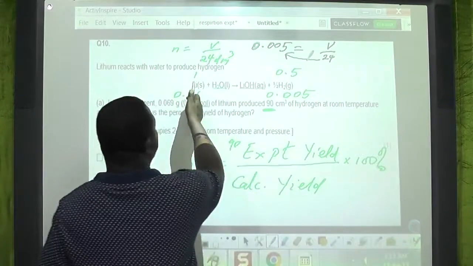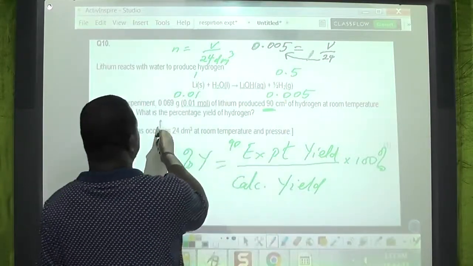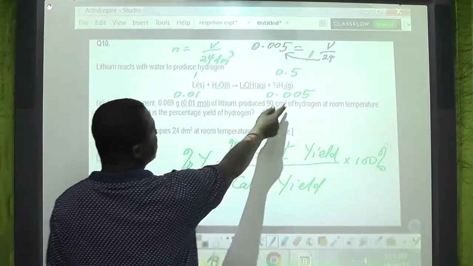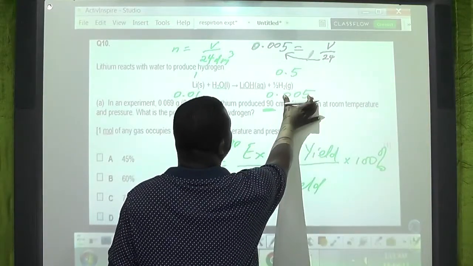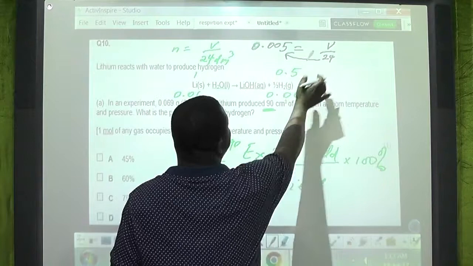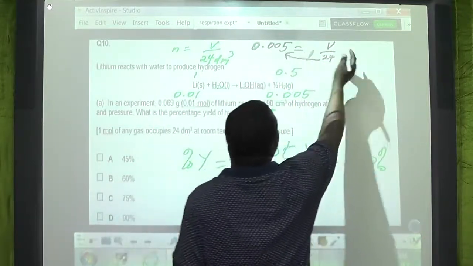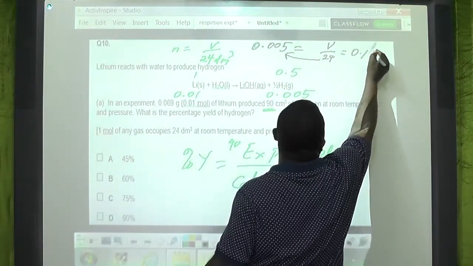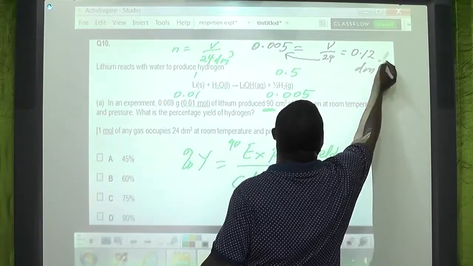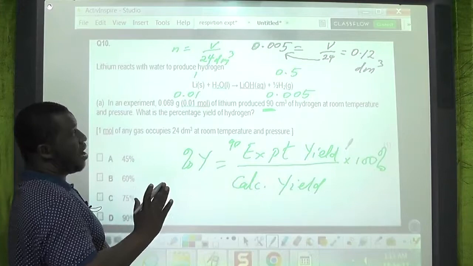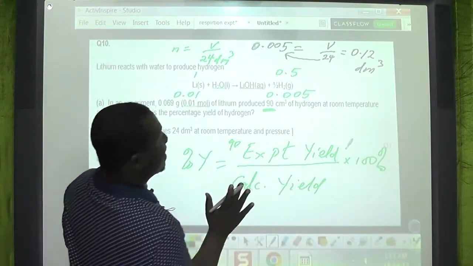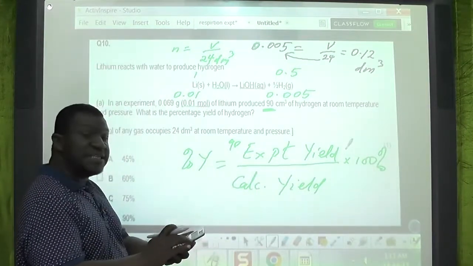We said the ratio is 1 to 0.5. If this one is 0.01 mole that we are giving, we're expecting 0.005 moles of this. So that's 0.005 mole. What volume are we expecting from there? 24 multiplied by this will be equal to 0.12 dm cube. That is our expected yield.